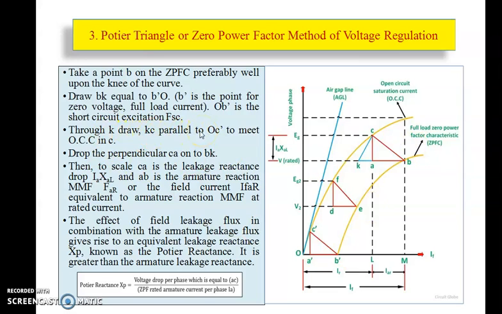Just simply now I've already marked about O dash B here. Now next part, take a point B on the zero power factor preferably well upon the knee of the curve. Now हा काय करायचा, B पॉइंट हा जो आहे, B पॉइंट जस्ट जो का तुमचा रेटेड व्होल्टेज आहे, टर्मिनल व्होल्टेज आहे, त्या पॉइंटला तुम्हाला B मार्क करून घ्यायचा.